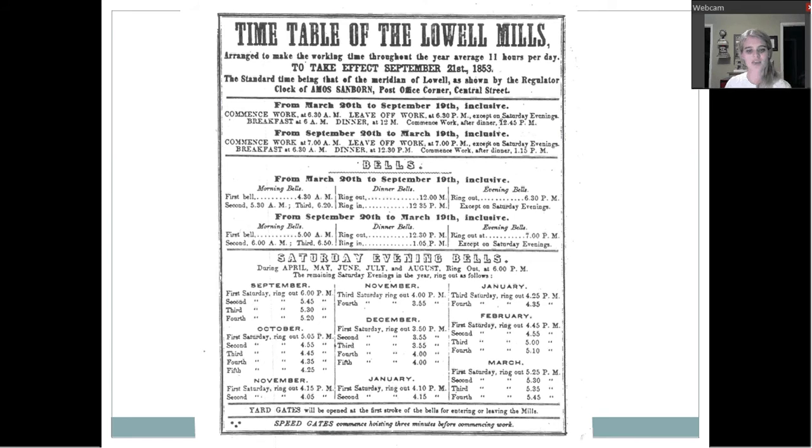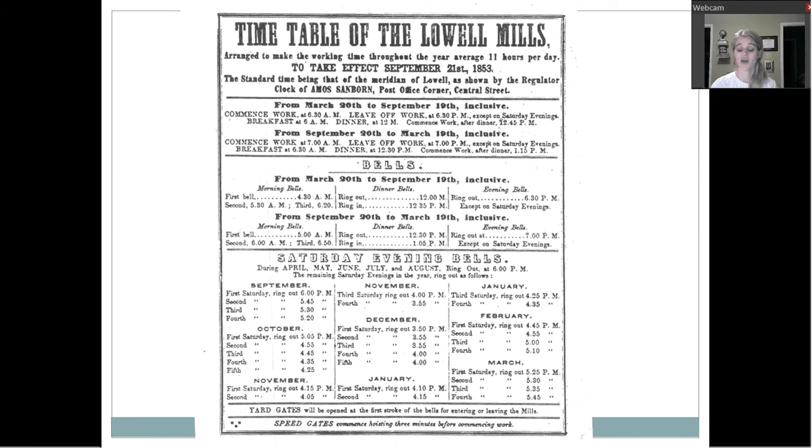Now, why do you think the hours are different in the spring and summer, or in the spring and fall? So think about the daylight. There's no electricity yet, so you're working on daylight. Whatever the sun says, that's when you're working. But it's not an easy life.